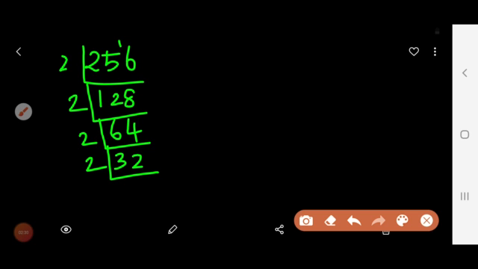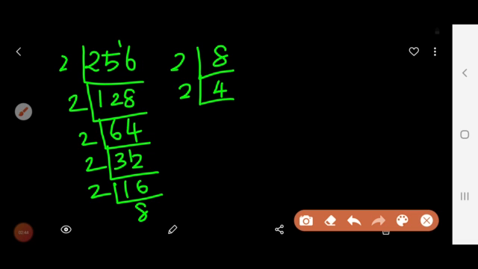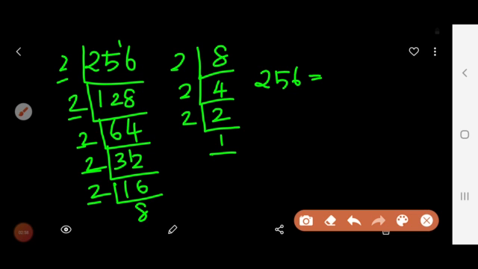Again we can divide by 2, 1 2s are 2, remaining 1, 6 2s are 12. Again we can divide by 2, it will be 8. Again we can divide by 2, it will be 4 2s are 8. Again we can divide by 2, 2 2s are 4. Again we can divide by 2, it will be 1. So how many times does 2 occur in 256? 1, 2, 3, 4, 5, 6, 7, 8. So we have to write 2 eight times.